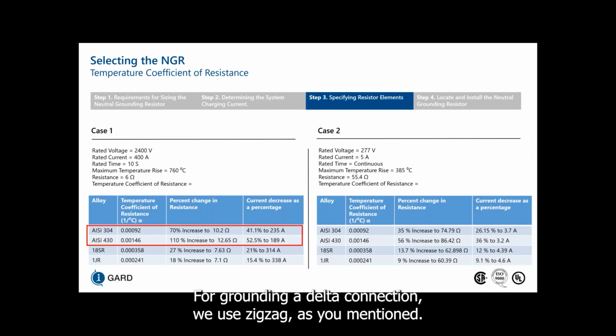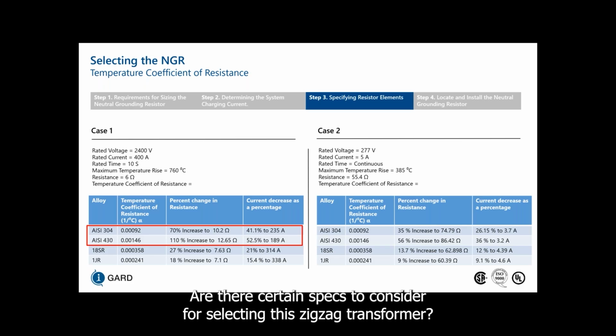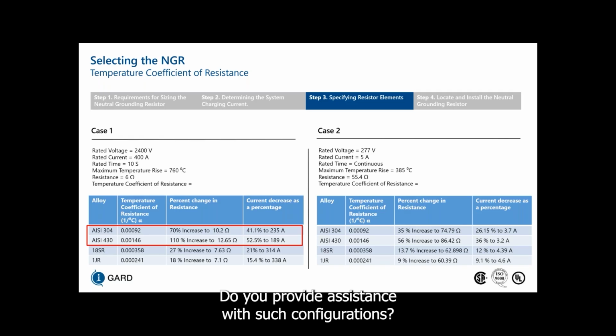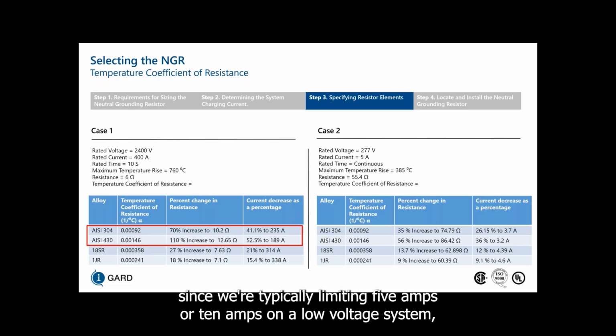For grounding a delta connection, we use zigzag, as you mentioned. Are there certain specs to consider for selecting this zigzag transformer? Do you provide assistance with such configurations? Yes, we can assist you on that. For low voltage systems, typically we use a 5 kVA zigzag, since we're typically limiting to 5 amps or 10 amps on a low voltage system.